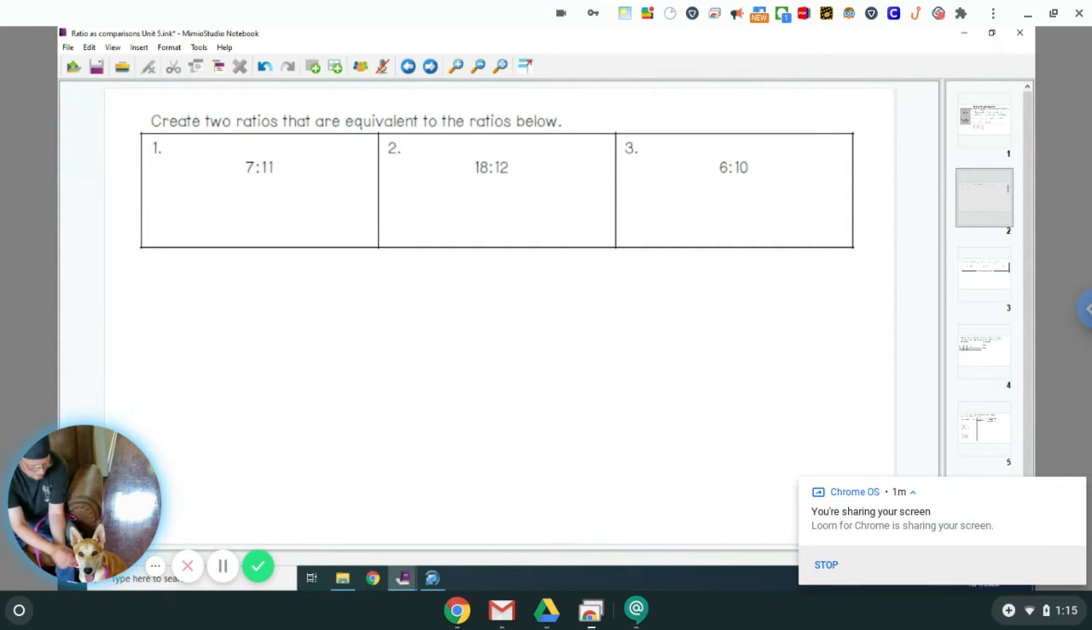So when it says create two ratios equivalent to the ratios below, you have 7/11, and you're trying to find a ratio that's equivalent to it. So I can multiply the top and the bottom by 2 and get 14/22, or multiply the top and the bottom by 5 and get 35/55. These are all equivalent. Next, you have 18/12, which I can reduce down to 9/6 or even 3/2. These are all equivalent. Then you have 6/10, which is the same thing as 3/5 or even 12/20.